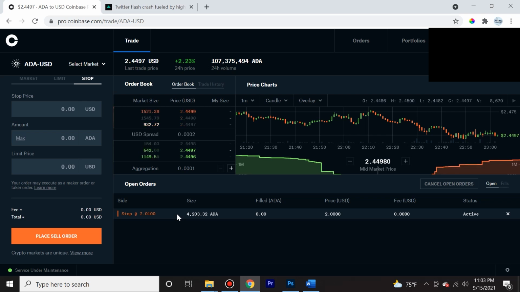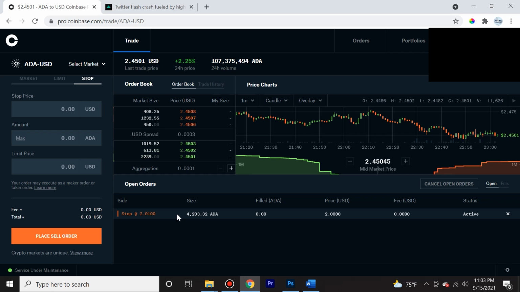Because remember, crypto trades 24 hours a day. And if you've been trading crypto, you know that crazy things happen at 2 a.m., 3 a.m., 4 a.m., sometimes when you're sleeping and you don't want to wake up and be like, oh my God, I just got royally screwed. And these are the reasons that you would use a stop limit order when selling.